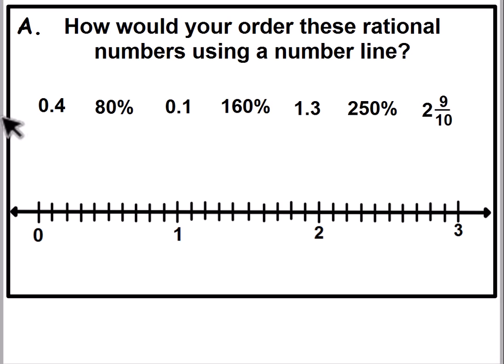Okay, problem A, how would you order these rational numbers using a number line? Okay, let's take a look. What do you notice about these numbers? Well, I see some decimals and some percents and a fraction, right? So there are three different forms of rational numbers. In order to put them on the number line, we need to first convert them to the same form. Change them all to percents, or all to fractions, or all to decimals.